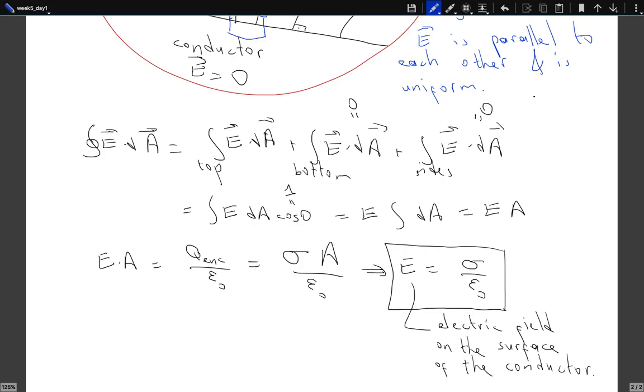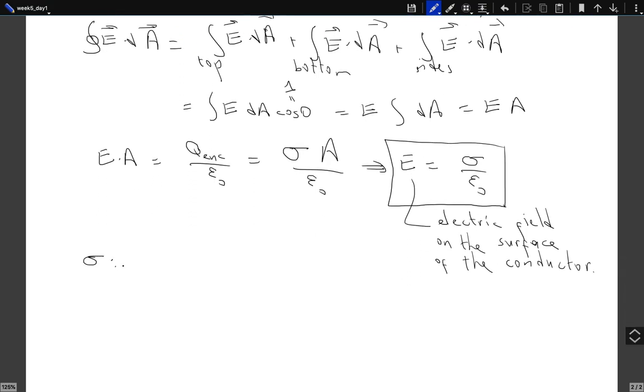Well, you see, what we had said about the conductors, inside the conductor, there cannot be any charge. So if you put it in an electric field, what happens is the charges move around and they go to the surface. On the surface of the conductor, we can get charges. So here, sigma, charge density per area, or charge per area, on the surface of the conductor.